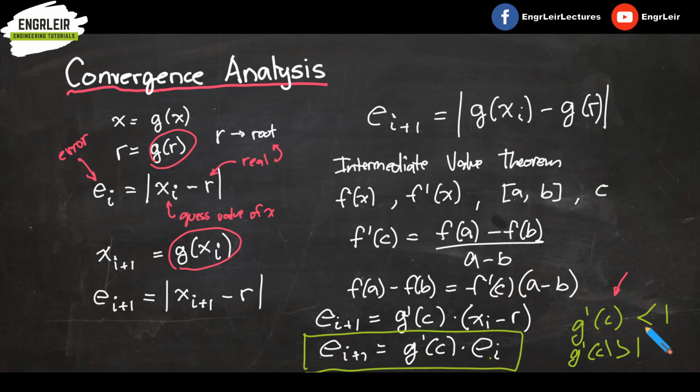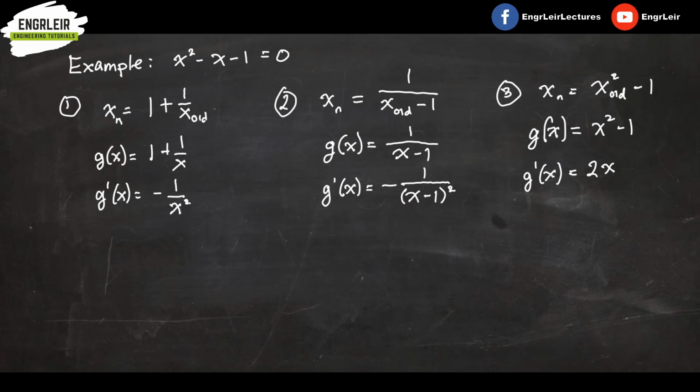Pag less than 1 yung derivative at that point, this will converge, kasi liliit ng liliit yung error. Yung kabila naman, this will diverge dahil lalaki ng lalaki yung error. At yung c, tandaan, c is in between a and b. So c is a number in between x sub i, yung hula mong x, at saka yung real root. Okay. So example, para dun sa kanina, ito yung mga expressions natin for x equals g of x. So for number 1, yung g of x ko is 1 plus 1 over x.